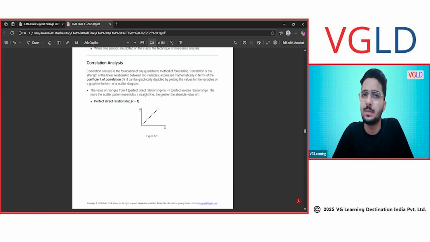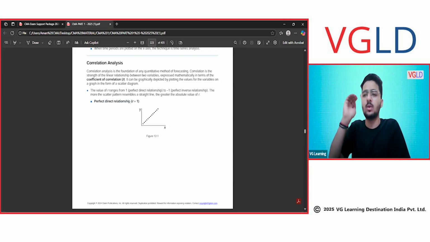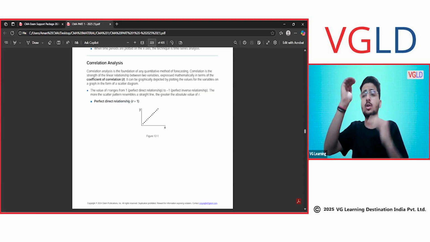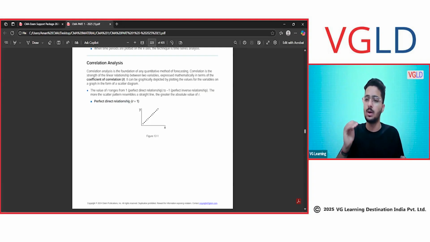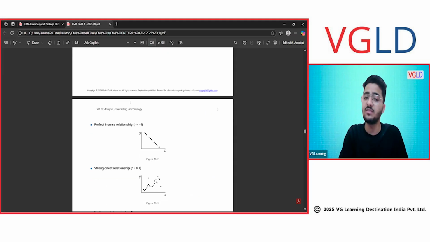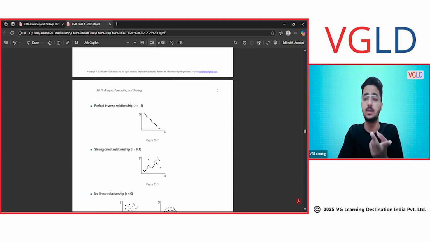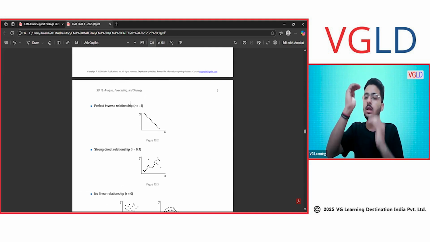Now, what does it mean? It means that if X goes up by 1, Y will also go up by 1. If X goes up by three, Y will also go up by three, by the same number. If X goes down by 1, Y also goes down by 1. If X goes down by three, Y will also go down by three. That's what a perfect relationship talks about, if it is 1. If it is -1, then it's completely opposite. Perfect inverse relationship. If X goes up by 1, Y will go down by 1.